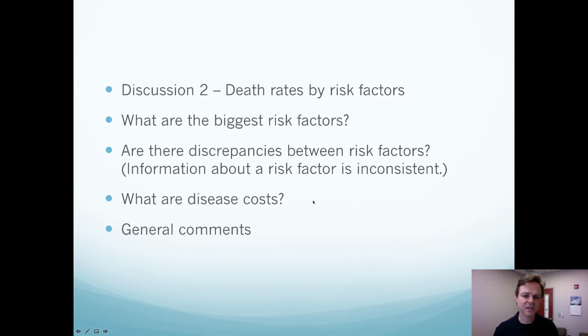So the second discussion is death rates by risk factors. So what are the biggest risk factors? What are some observations you're making about the risk factors? Are there discrepancies between the risk factors? So is there information about a risk factor that seems inconsistent? A little later on, what are the costs associated with diseases? And also, look this information up, especially the costs of diseases, and see how they compare to the costs that are listed in the textbook.